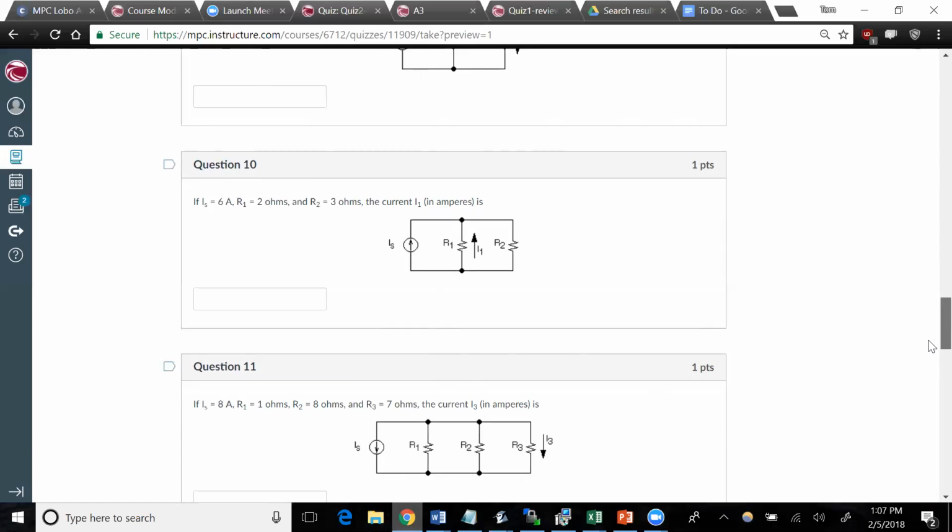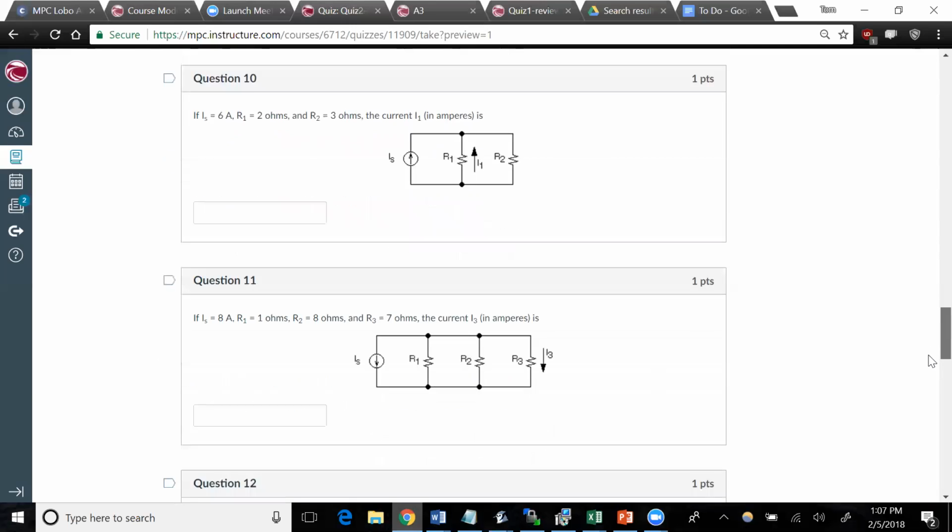So remember, voltage divider formula, everybody forgets these right after. They just say, I'm never going to use a voltage divider formula. We're using voltage dividers all the time in this class. Current divider is really important.